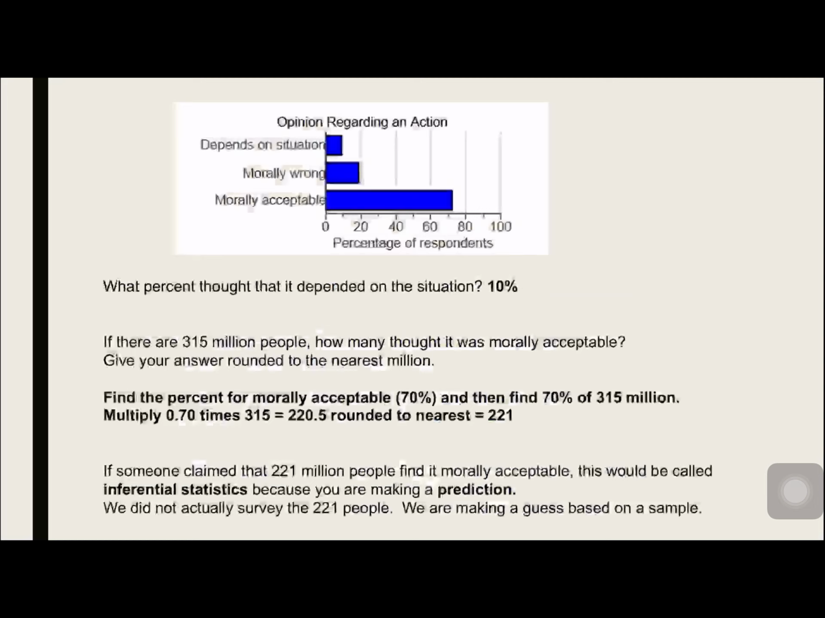If someone claimed that 220 million people find it morally acceptable, this would be called inferential statistics because you're making a prediction. We didn't actually survey 221 million people. We're making a guess.